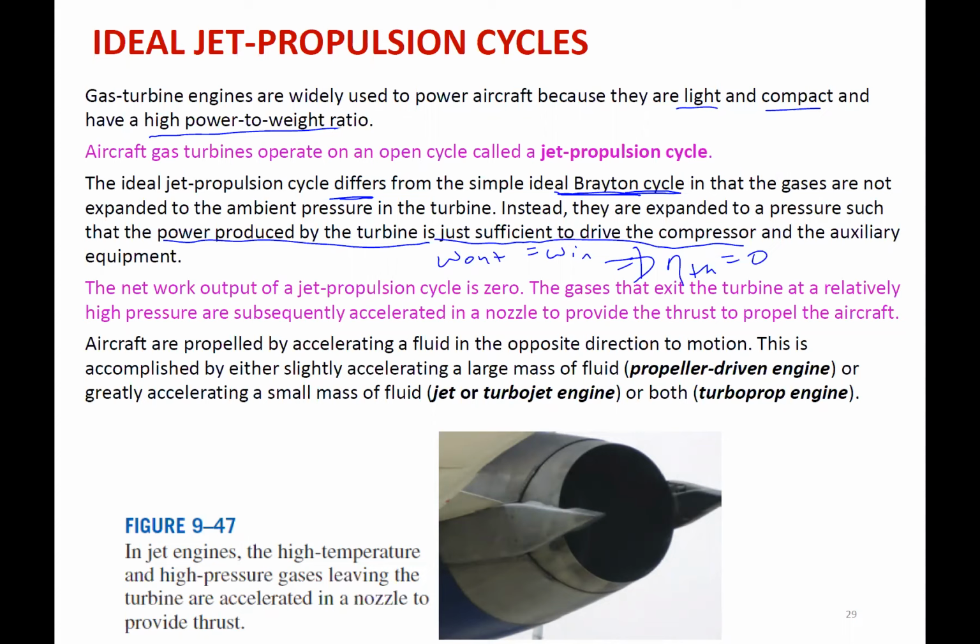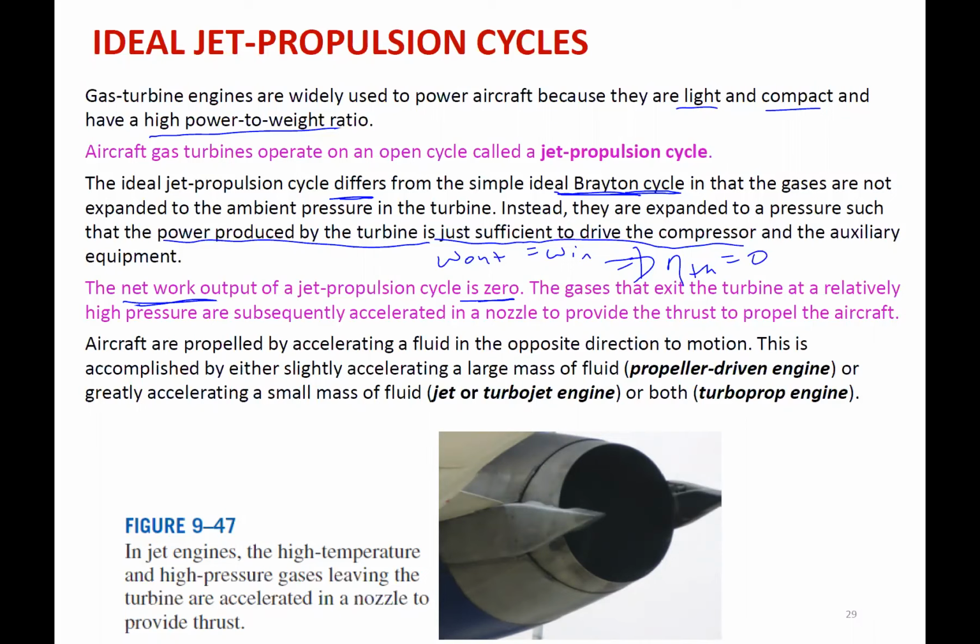Okay? It's something else. I'll get to that in a second. Okay, so the work net output is zero. So we have a jet propulsion cycle in the thermal labs that you'll probably get to run when you get to the second thermal fluids lab.